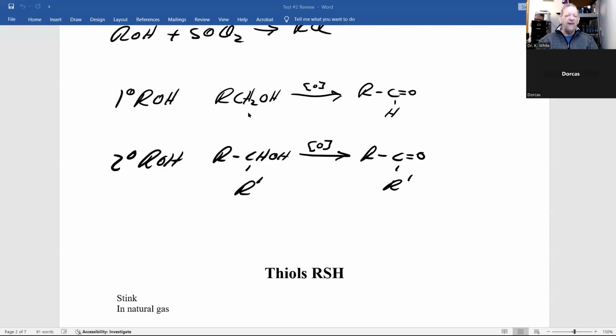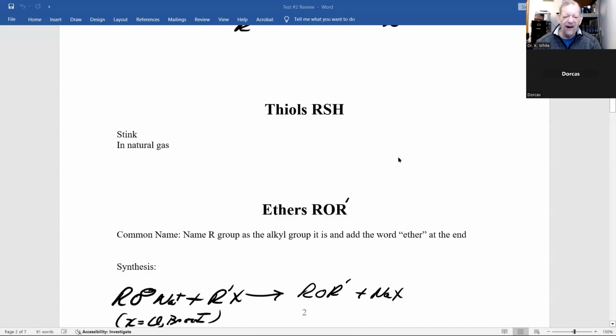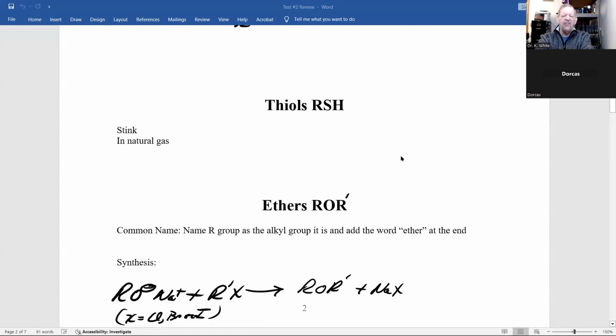All right, so primary alcohol oxidized to an aldehyde, secondary alcohol to a ketone. Now, the next thing I talked about were thiols. Thiols are the sulfur equivalent of an alcohol. Instead of ROH, you have RSH, S being sulfur. Now, the two things you should know about thiols: one, they stink. And I mean, they stink.